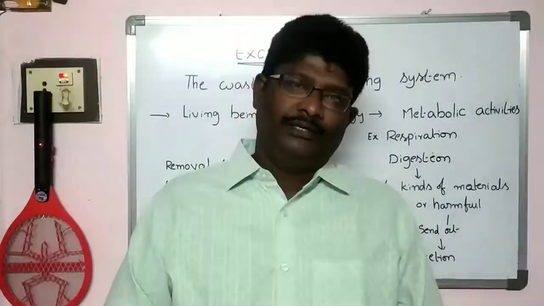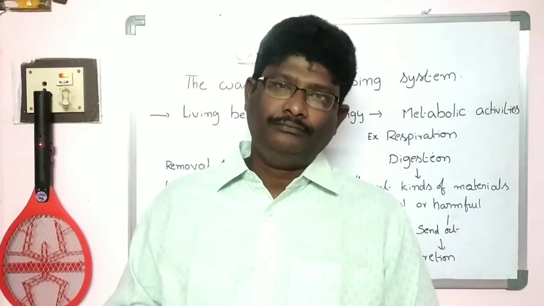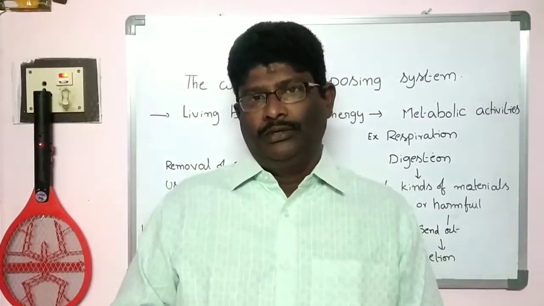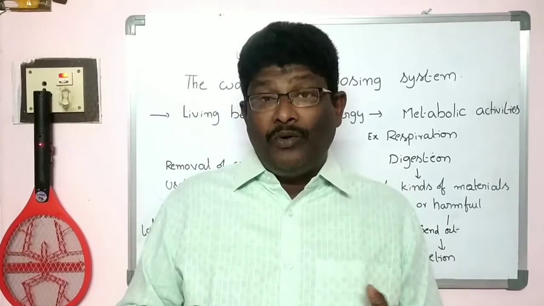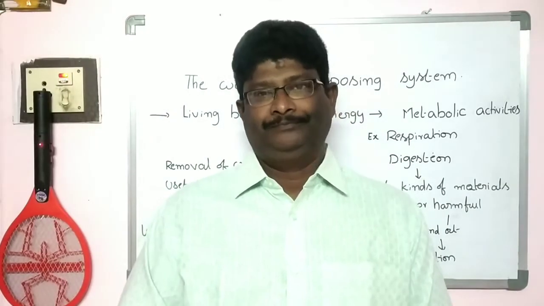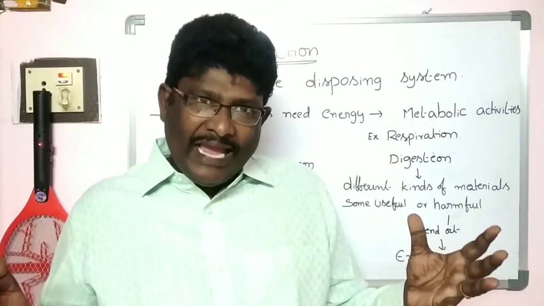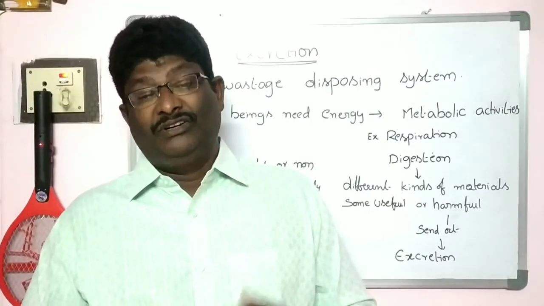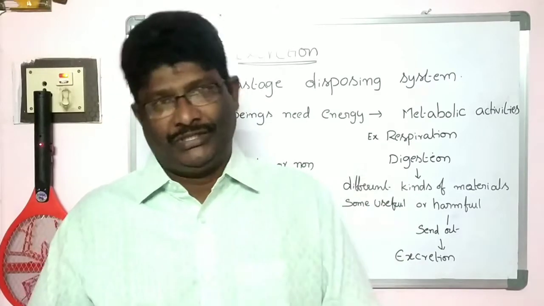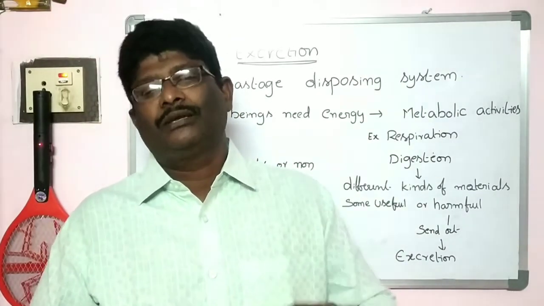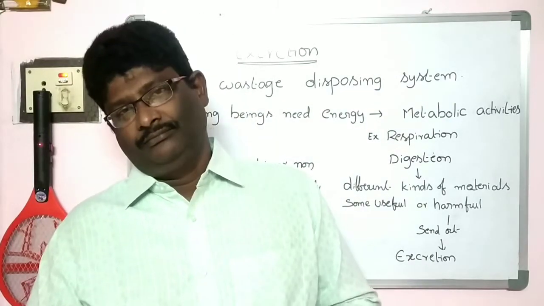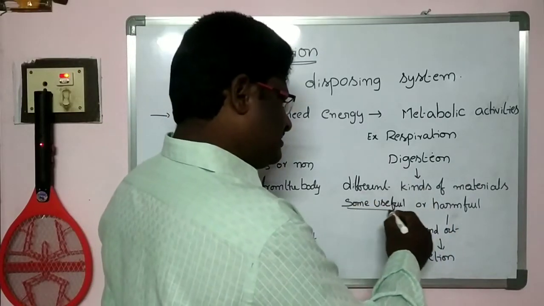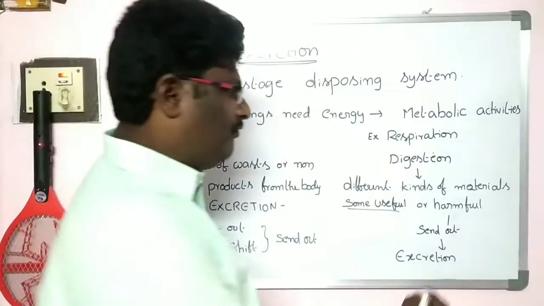for their survival, they need energy. For getting energy in their body, different types of metabolic activities take place. When these metabolic activities take place, different types of products are produced. Among them, some are useful products and some are harmful products.